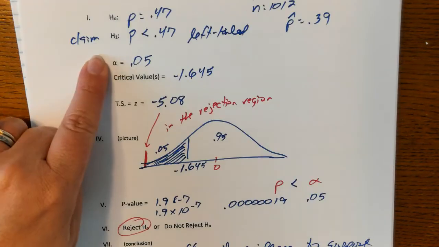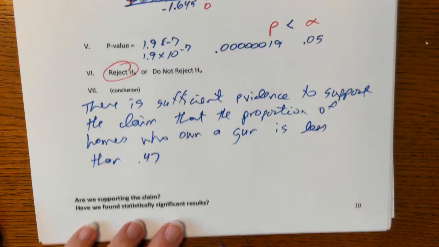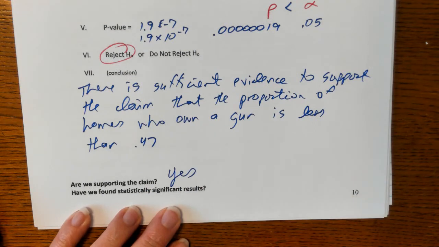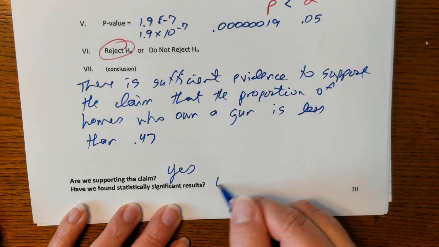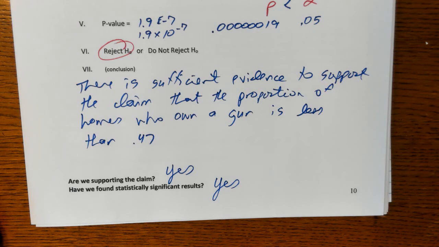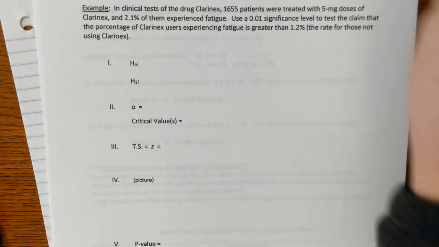We are supporting this claim, okay? So are we supporting the claim? Yes, we are. Were there statistically significant results? Yes, there were. There's only statistical significance when you reject the null in favor of the alternative. Okay? Let's try another one.